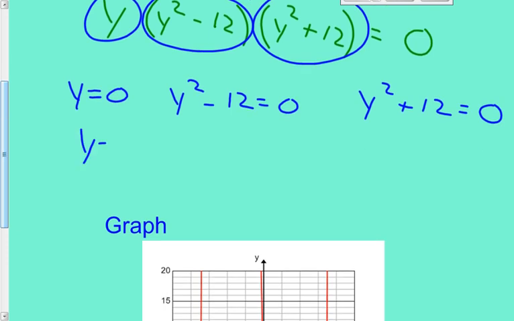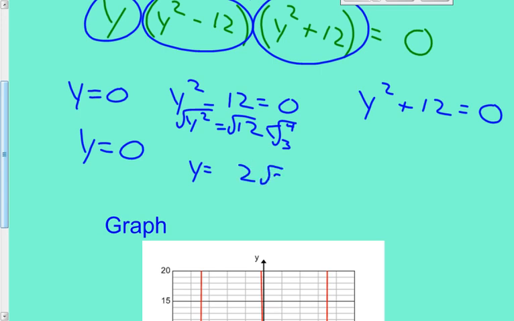So first one, piece of cake, y equals 0. We're going to add 12 here, and then take the square root of both sides. So this breaks down into 4 times 3. So y equals, the square root of 4 is 2, and then the square root of 3 has to stay underneath that radical. Remember, when you take the square root of something, you need both the positive and the negative. So it's plus and minus 2 square root 3.